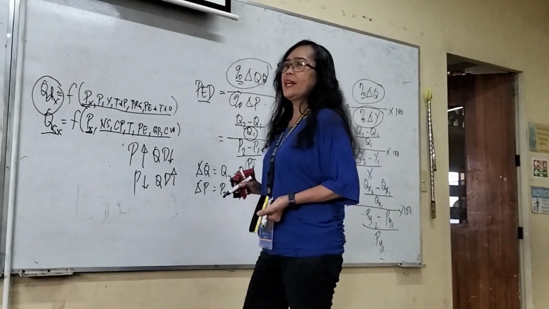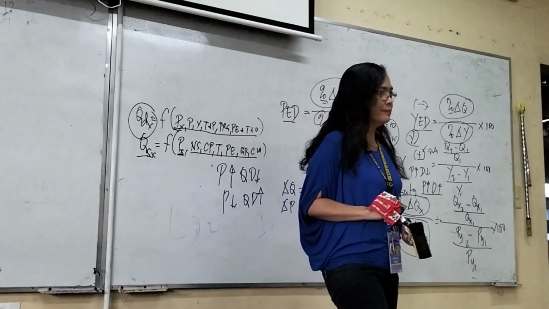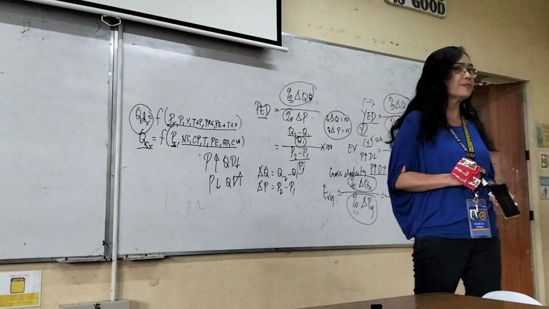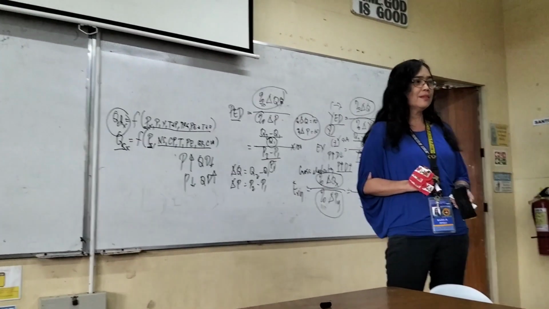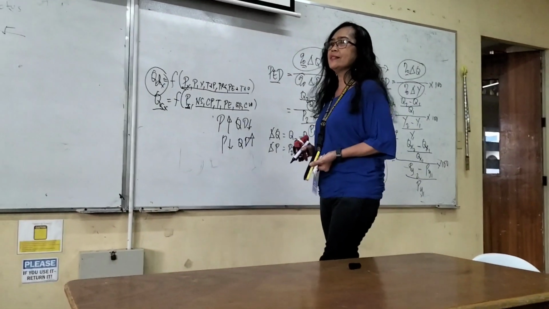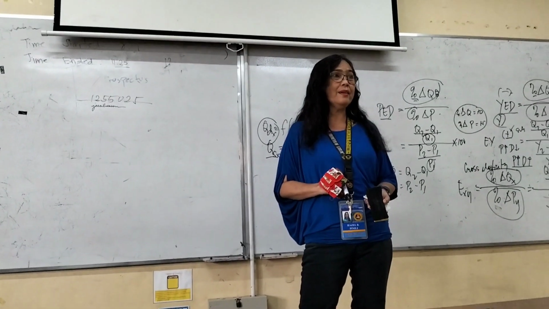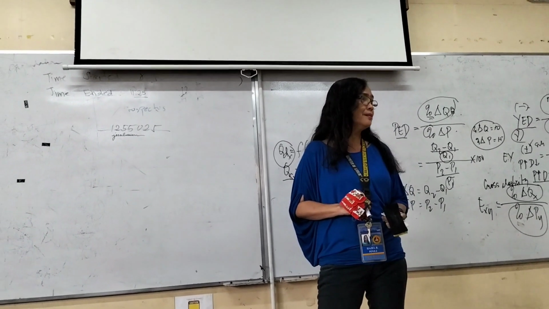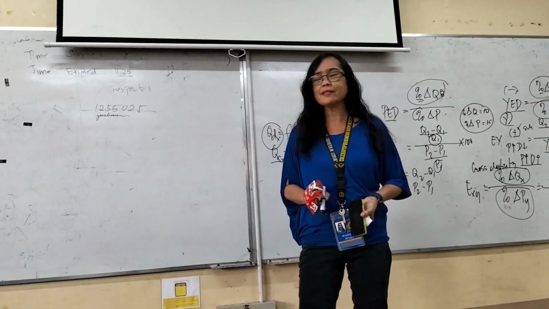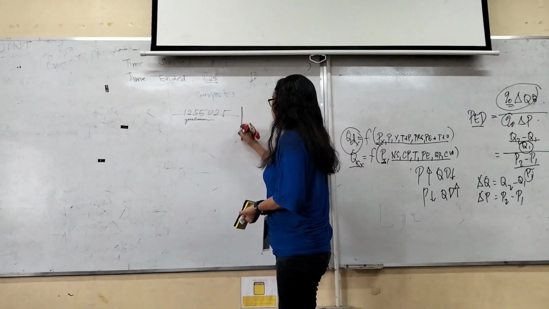Now, we have the types of elasticity. There are 5. This is the result of the elasticity coefficient. So we have elastic demand, inelastic demand, unitary, perfectly elastic demand, and perfectly inelastic demand. First one.